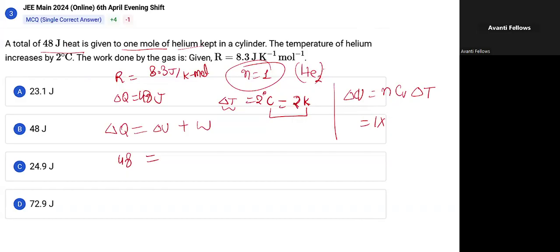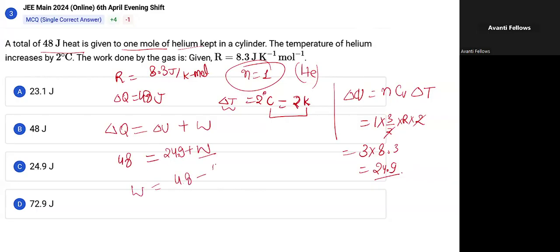See, He2 doesn't exist, it is He. So monoatomic gas. So Cv will be 3/2 times R, and delta T is 2. This and this will cancel out, so it will become 3 times R, which is 3 times 8.3. Okay? 3 times 3 is 9 and 3 times 8 is 24, so 24.9. Now this is 24.9 plus W. Now W will be 48 minus 24.9. So it will become what?